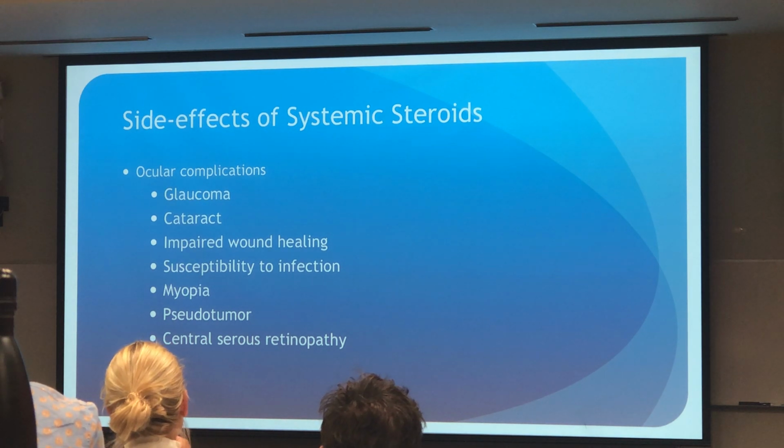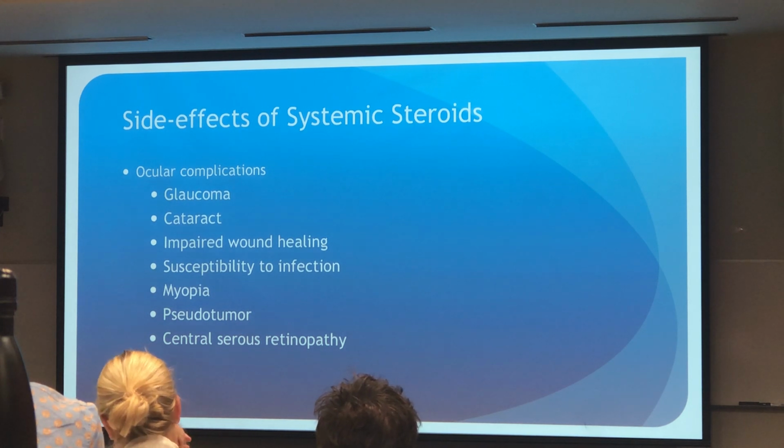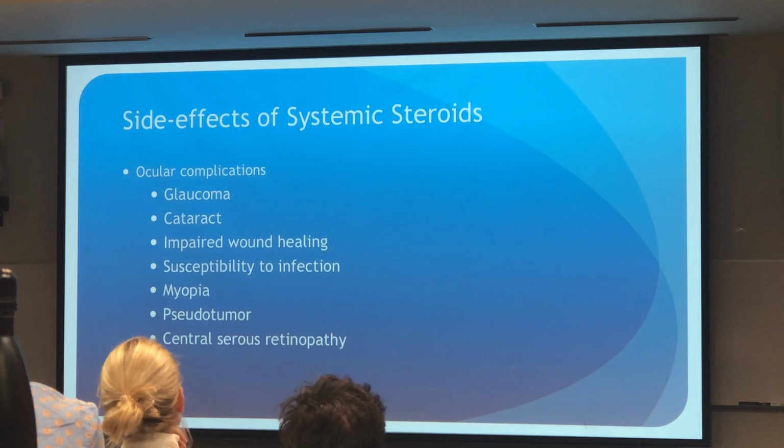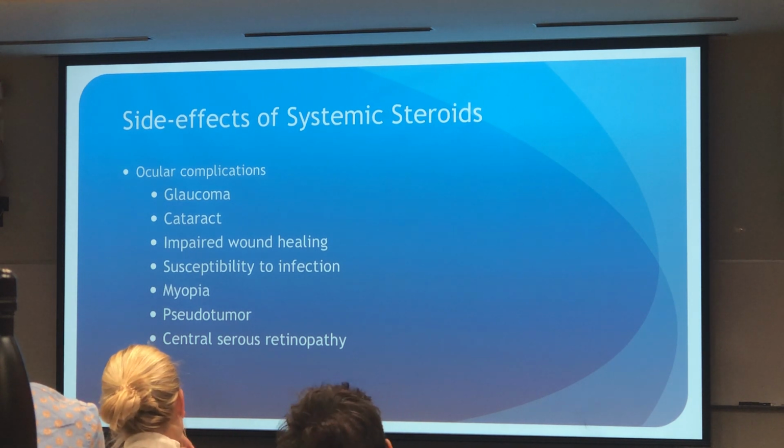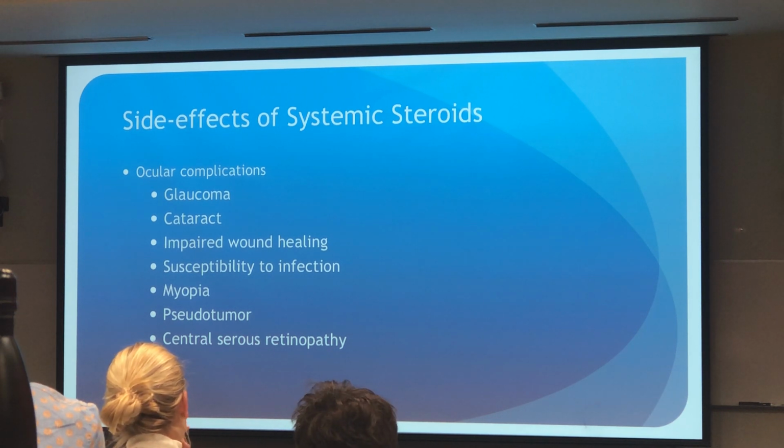Systemic steroids can cause glaucoma and cataract. Patients with asthma and chronic steroid therapy have PSC cataracts. They may have impaired wound healing for ocular surgery, and they're more susceptible to infection. Myopia has been reported as a potential side effect of systemic steroids, as well as pseudotumor and central serous retinopathy.